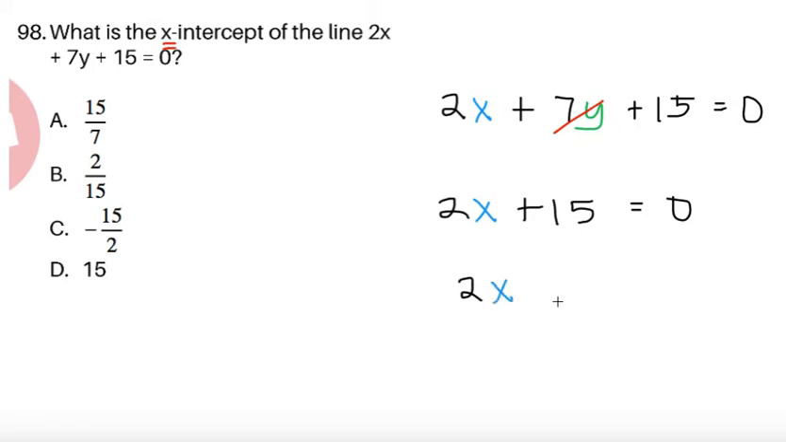So that's a very simple solving for x exercise. Divide both sides by 2. We're going to get that x equals negative 15 over 2. And this corresponds to choice C over here. So that's how I get the x-intercept of a line.